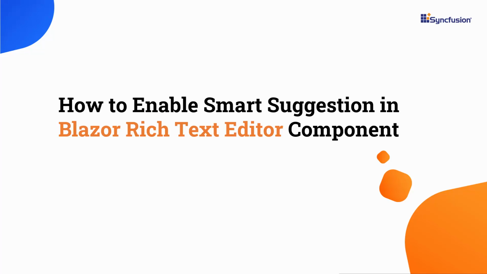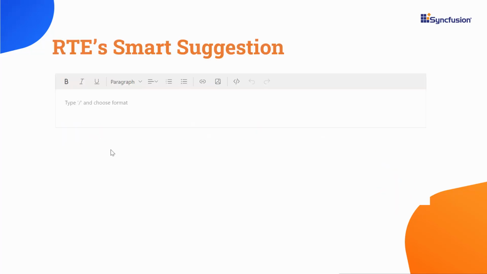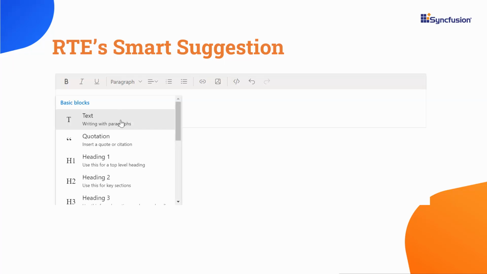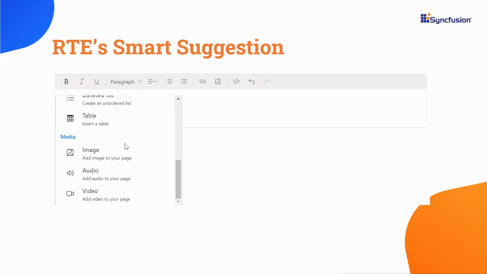Hi everyone, welcome back to the Blazor Rich Text Editor tutorial, where I will show you how to enable smart suggestions in the component. This example demonstrates how to easily format text, insert media, and create tables in the Rich Text Editor using the mention component. To use it, simply type the / in the editor, and select the desired format from the suggestion list.